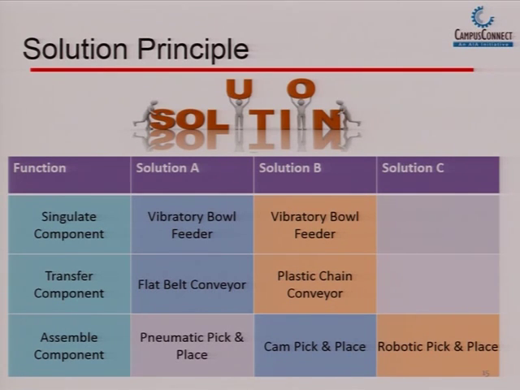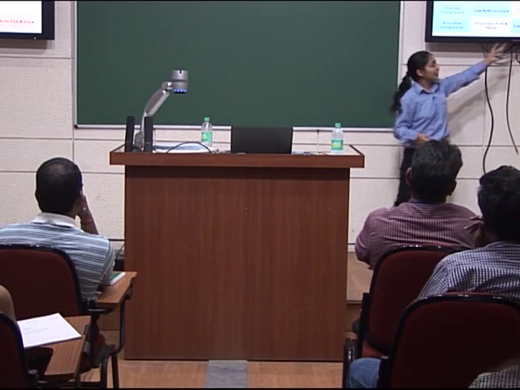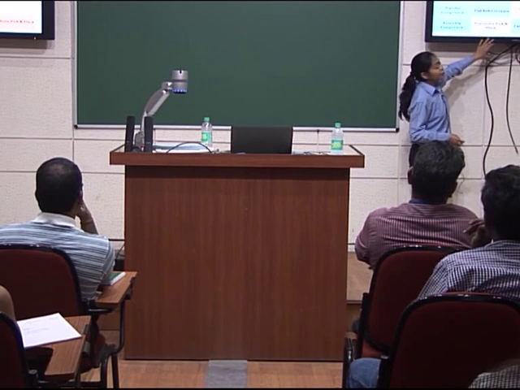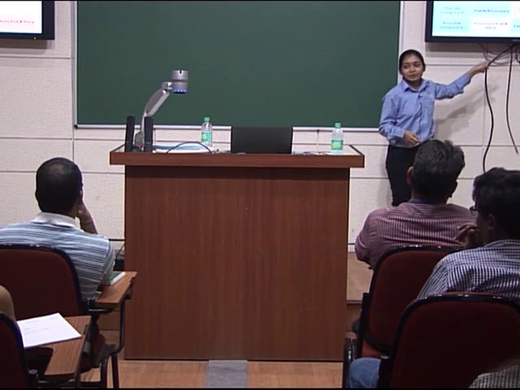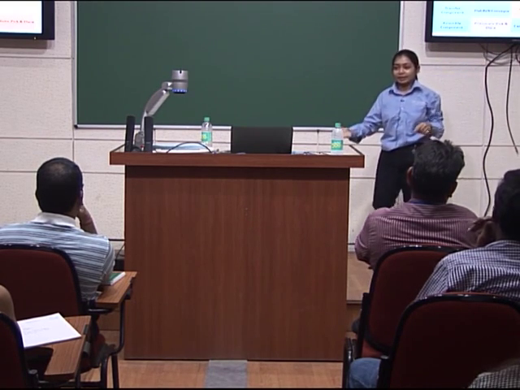So we combine all of these and then decide which is the best solution to be taken up for whatever process you want. For our case, we had taken up a vibratory bowl feeder, then a flat belt conveyor and cam, pick and place. So we put all of these together and we generally award some marks. This solution will get say 20 marks, this will get 18 marks. So when this solution is the best in all terms, then we pick up this solution for the further design.